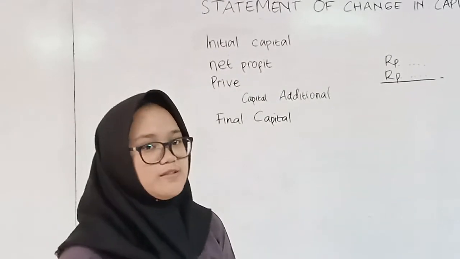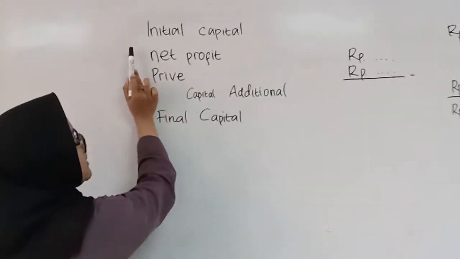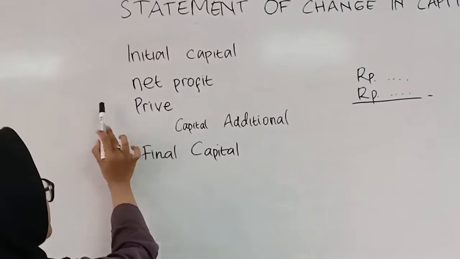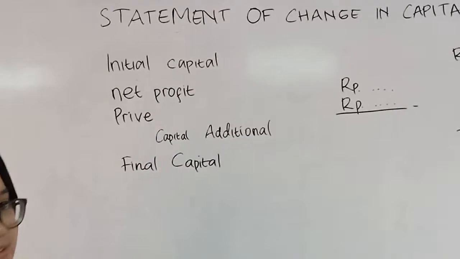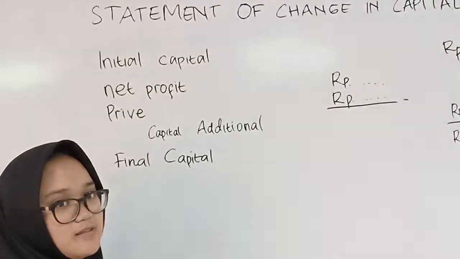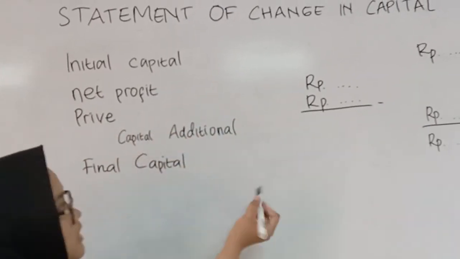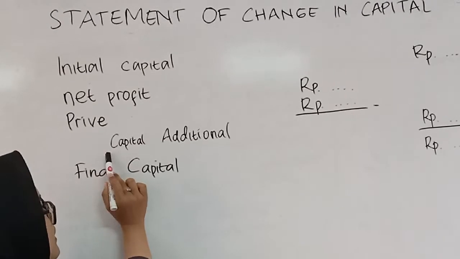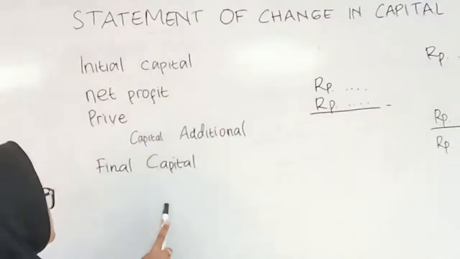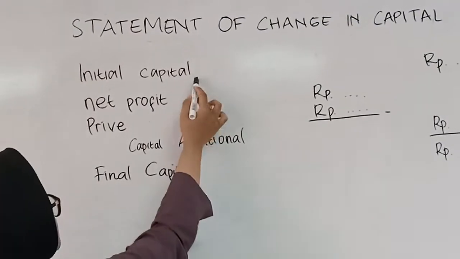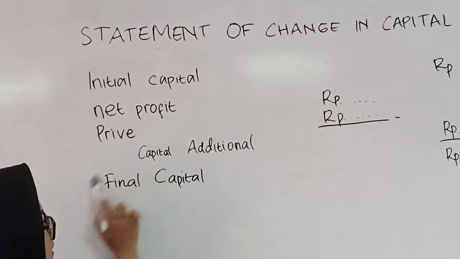And now I want to tell you statement of change in capital include initial capital, net profit, net profit is taken from profit and loss, and net profit and total is capital additional, and final capital. From initial capital, total capital additional is final capital.